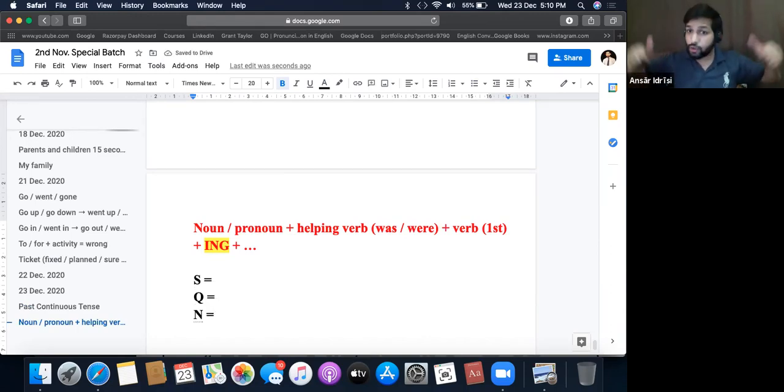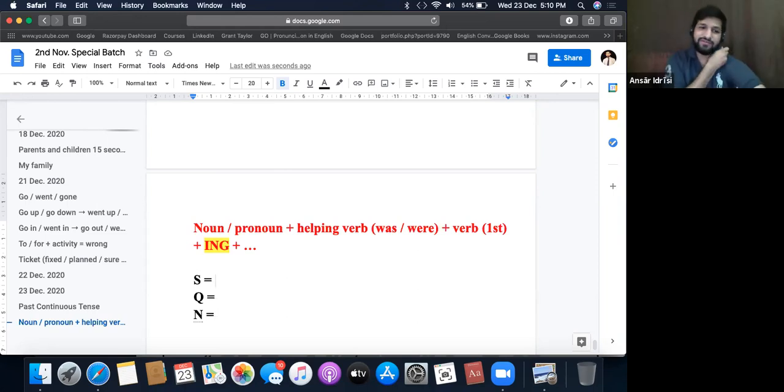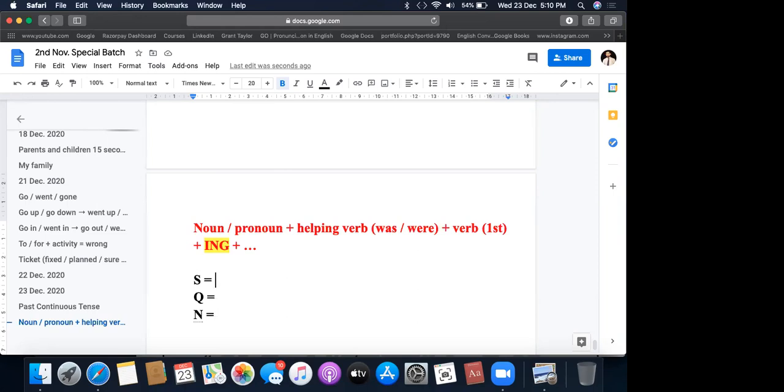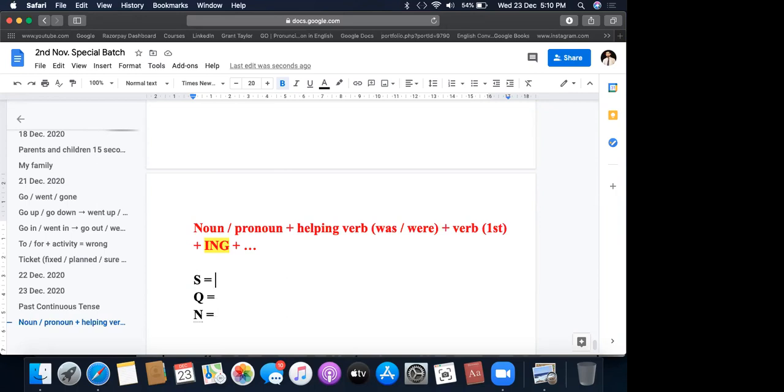When something was going on in the past, we use the past continuous tense. When an action was in progress in the past, we use the past continuous tense. For example, Rohit was waiting for her at the station, but she didn't come. See the proof. So he was waiting at the station when I saw him.